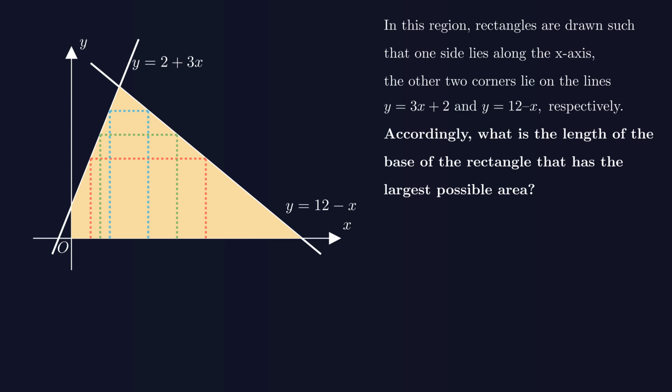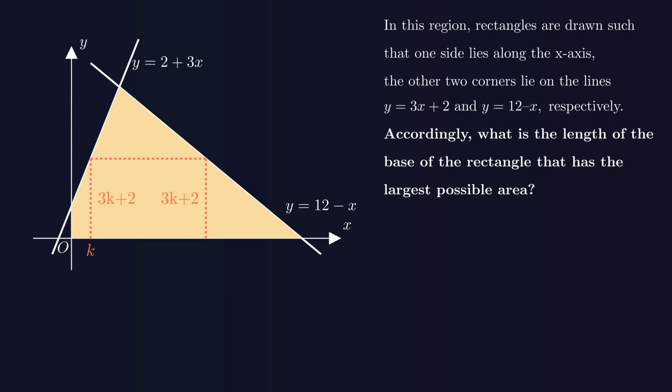Now, we're supposed to find the rectangle with the largest area. Let's say we focus on one example. Let's keep this red one and erase the others. Let's call this point here point K. The height of the left side of the rectangle would then be 3K plus 2, right? Which means the opposite side is also 3K plus 2.